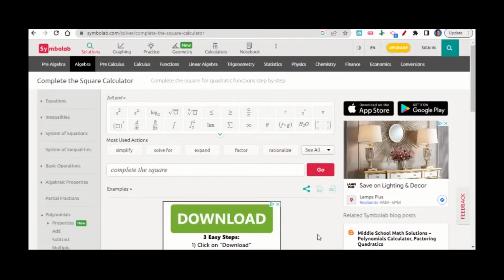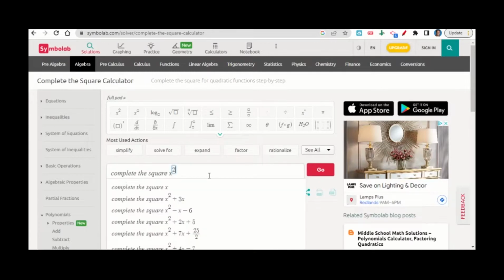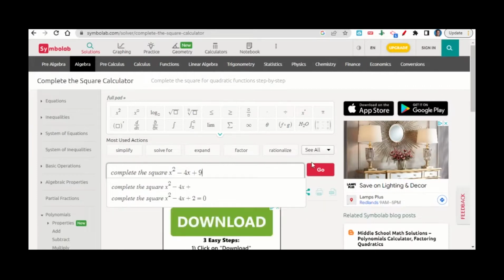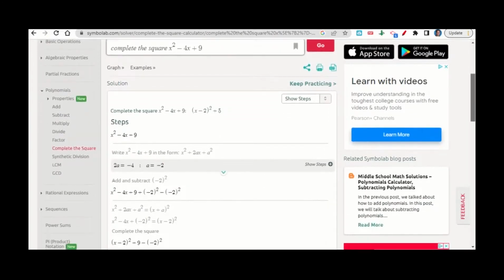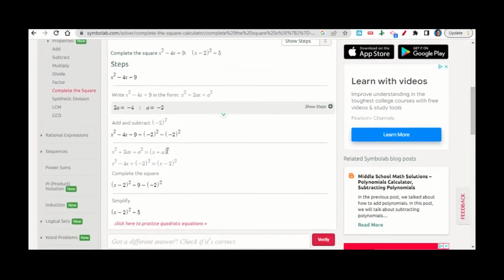Let's take a look now at how we can use Symbolab to check our work when working with completing the square. So we go to Symbolab and we go to the completing the square calculator. We're going to type in our equation. So let's say it's x squared minus 4x plus 9. We click go. It shows us what it should be at the end, which is (x minus 2) squared plus 5. And if we scroll down, it'll actually show us the steps of how to get there. So this is one way that you can check your work when completing the square using Symbolab.